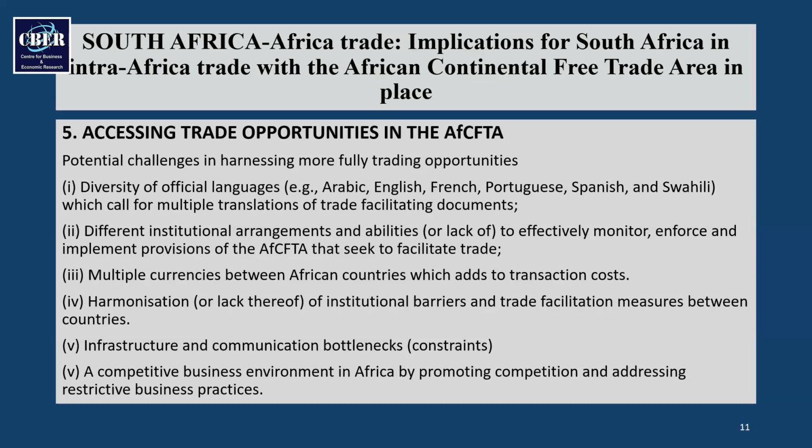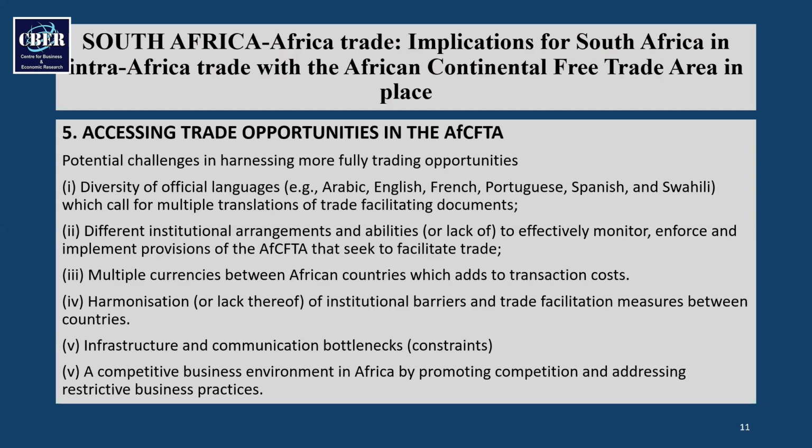The other issue is multiple currencies between African countries, because with the African Continental Free Trade Area, each and every country will still maintain its own currency, and that can constrain South Africa's accessibility of these markets or its ability to access trade potentials in these markets. Then the other one is harmonization of institutional barriers and trade facilitation measures, because these are still country dependent. Each country tends to have its own trade facilitation measures, and there is a need to have these synchronized for countries to be able to access each other's markets.